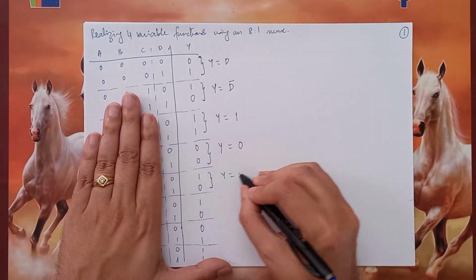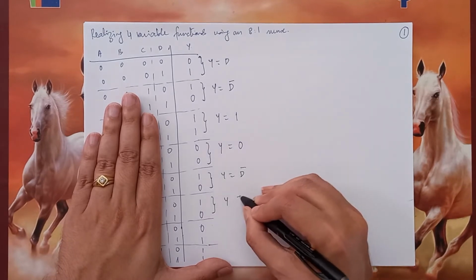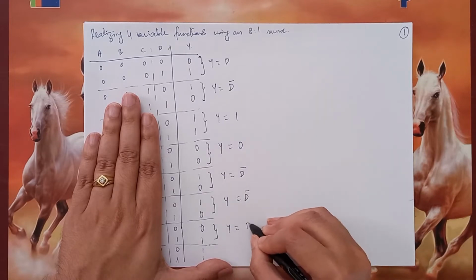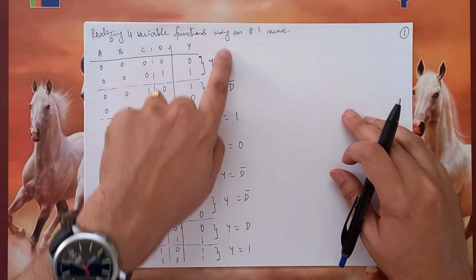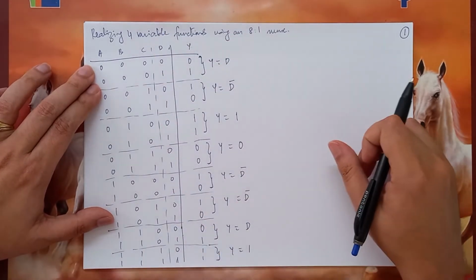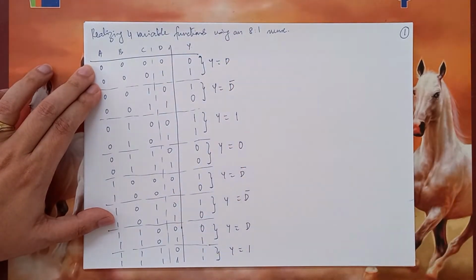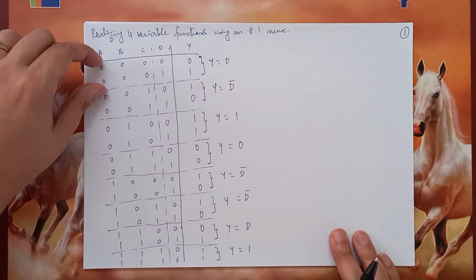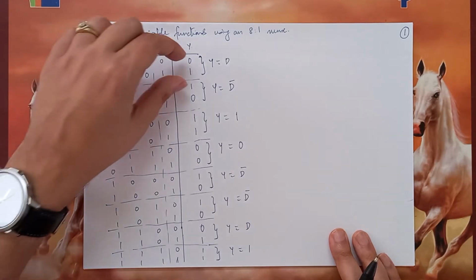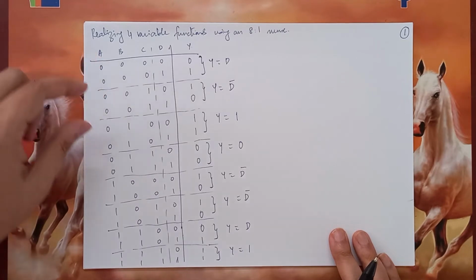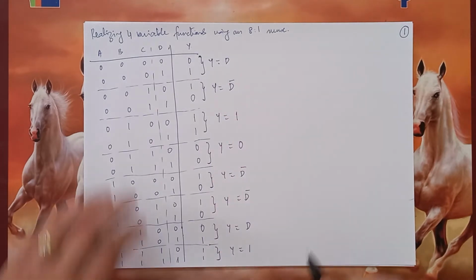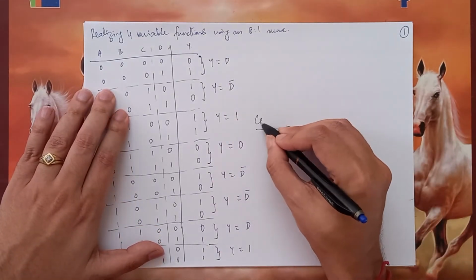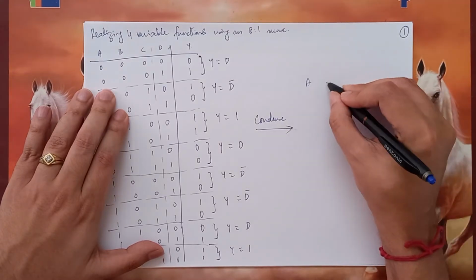Then again here, y will be d bar. Here also, y will be d bar. Here y is d, and here y is 1. Now after making these groups of 2, we see that y can take 8 possible outputs. For each group, the values of a, b and c are fixed. For the first period, a, b and c are 0, 0, 0. For the second period, a, b, c is 0, 0, 1, and for those cases y has a unique output. So we can condense this truth table into a 3-variable function.